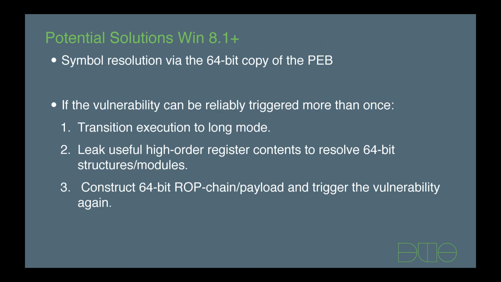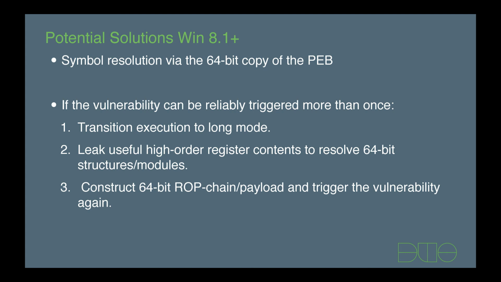Okay, so I didn't do this on Win8, but we have a couple of potential solutions. Those of you who are familiar with Windows shellcode development could do a more traditional payload where you do symbol resolution via the 64-bit copy of the PEB. You might have to do this in pure ROP. This is really vulnerability specific, so it really depends on the context you have in the vulnerability you're exploiting.